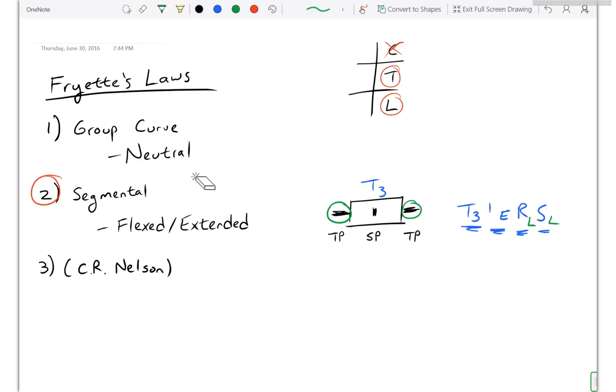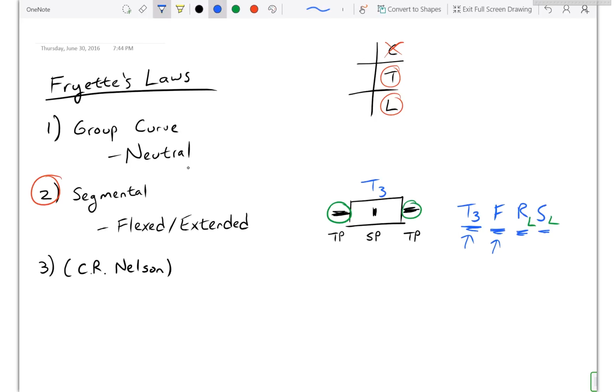And we would name this a T3 flexed, rotated left, side bent left. So that particular segment, that's the way we name it. We always say which segment, we say whether or not it gets better in flexion or extension. So if it gets better in extension, we call it extended. If it becomes more symmetrical in flexion, then we call it flexed. We see which way it's rotated, and once we know that, we also know which way it's side bent.